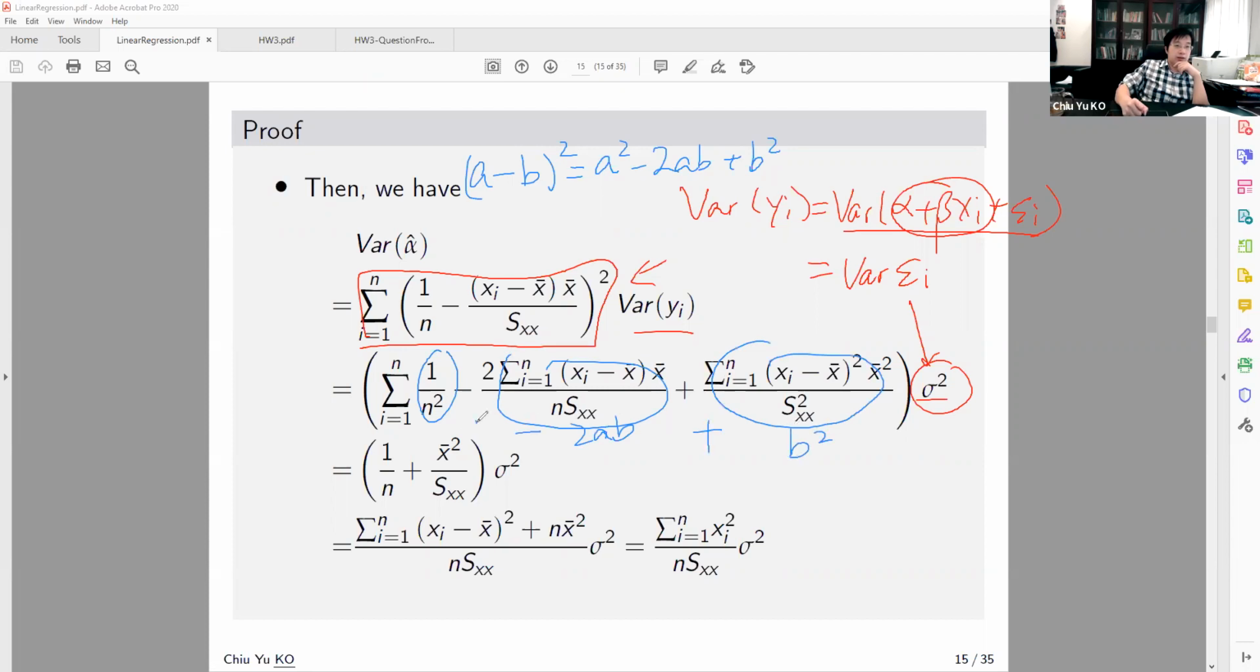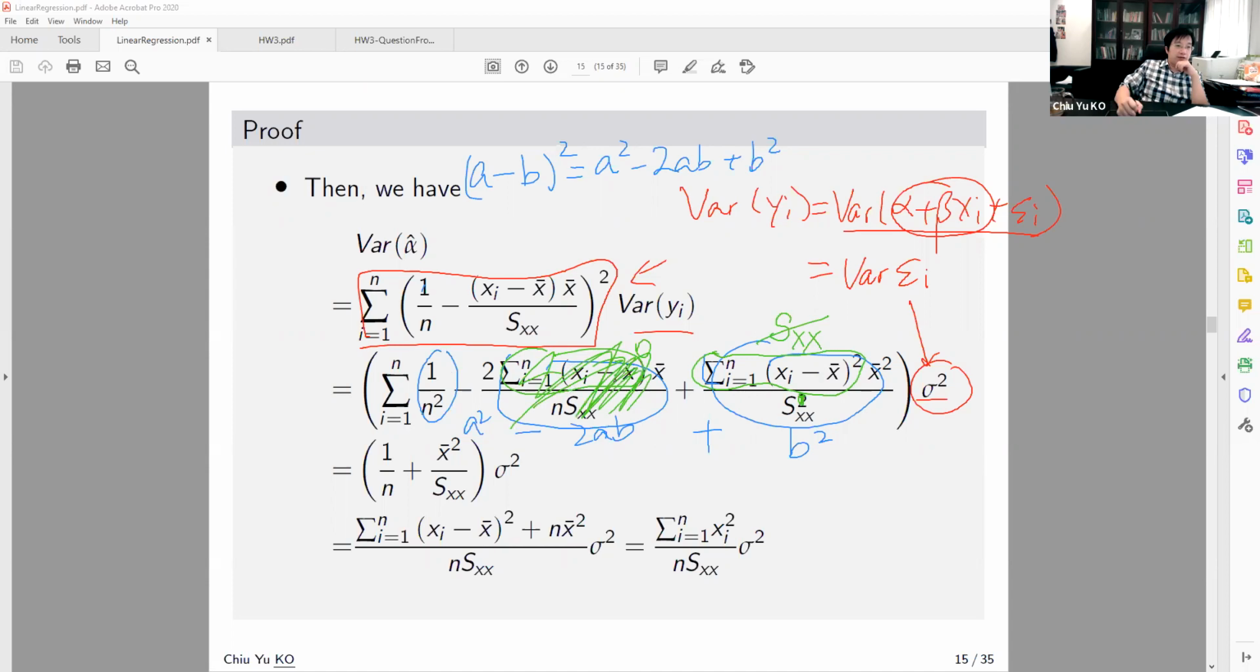Okay. Minus a square, b square, 2ab. Okay. And now this guy, now use another color. This guy, in fact, is Sxx, right? So you can eliminate one out. Okay. And here, xi minus x bar, we have shown this is 0. Okay, so that guy is gone.